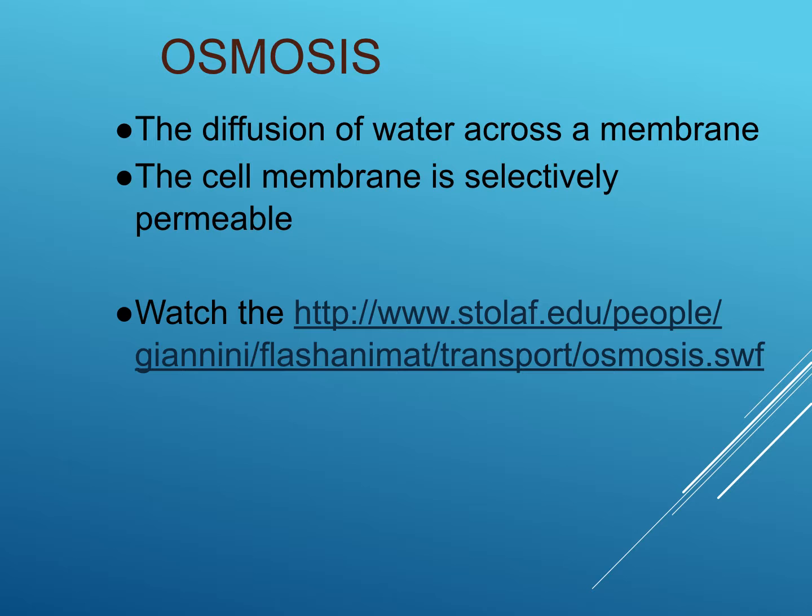Osmosis is diffusion across the membrane, and that is specifically related to water. The cell membrane is selectively permeable. That means it's going to decide what comes in and what goes out. So water is something that can move freely across the membrane. That link there, I'm not sure if you can click on it right now, but we'll take a look at that in class at our next meeting.